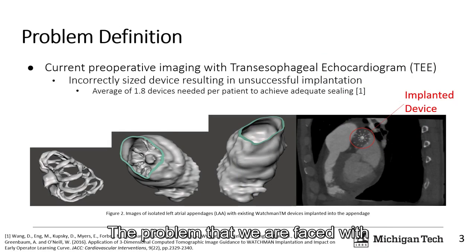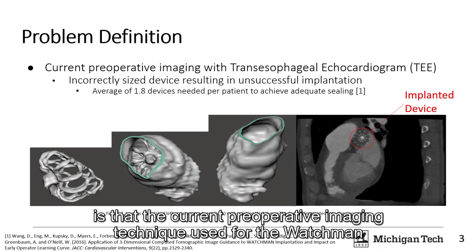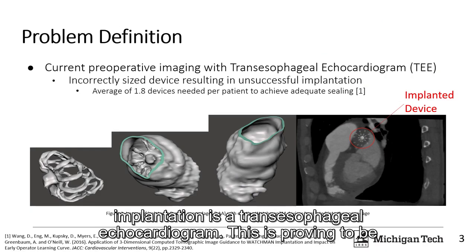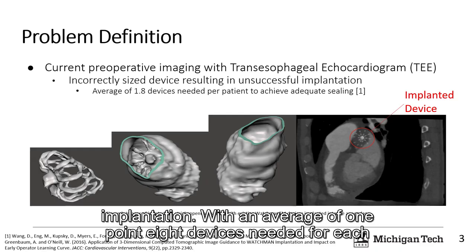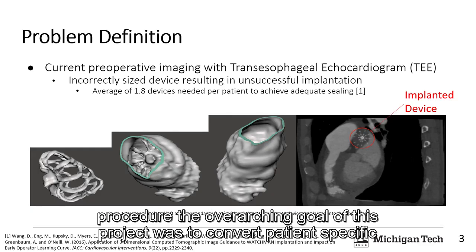The problem that we are faced with is that the current preoperative imaging technique used for the Watchman implantation is a transesophageal echocardiogram. This is proving to be inefficient, leading to incorrect sizing of the device and unsuccessful implantation, with an average of 1.8 devices needed for each procedure.